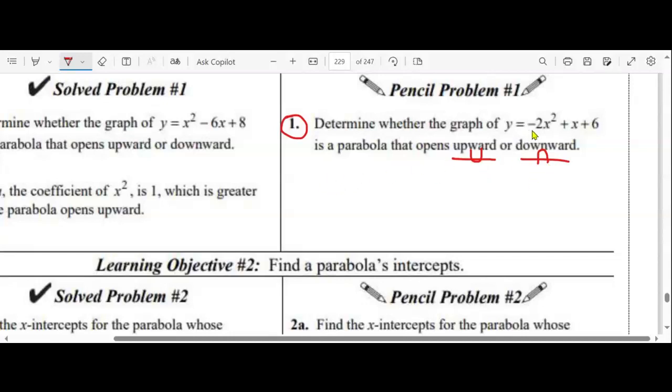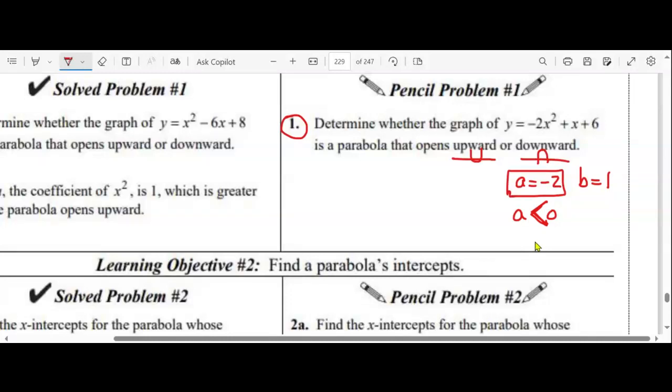From the a value. Okay, how much is the a value? -2, correct? How much is b? 1. But I don't need b. I just need a. So is a here greater than 0 or less than 0? It's less than 0, correct? Therefore, if it's less than 0, then what happened to the graph?